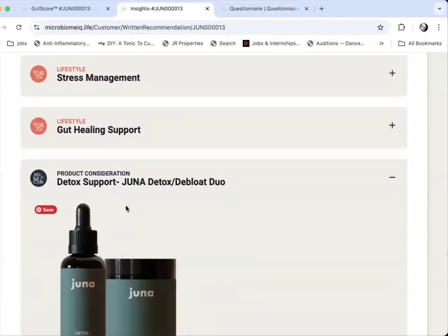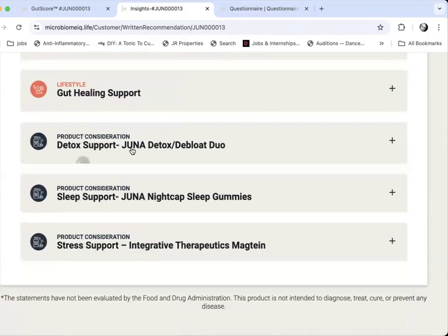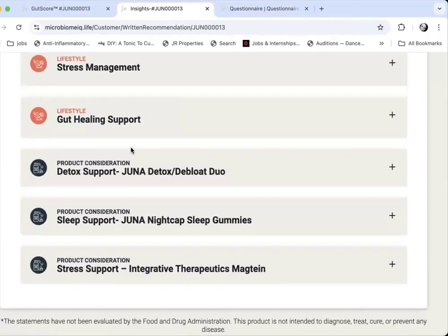The product considerations are at the bottom, and again, these are based off of what we think is clinically relevant and important, but based off of the information we have. But of course, as their practitioner or as their nutrition consultant, based on what they say when you talk to them, you can always tell them to change these out, or if you have recommendations that you think would support them better. That is it.